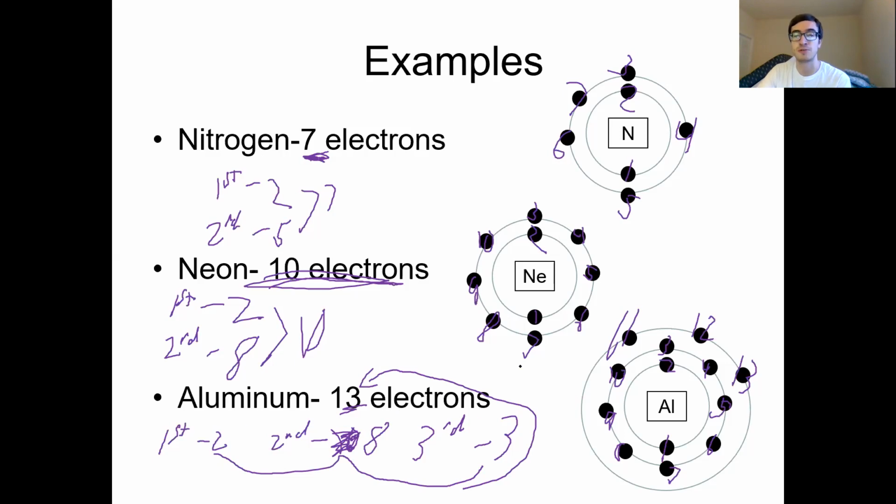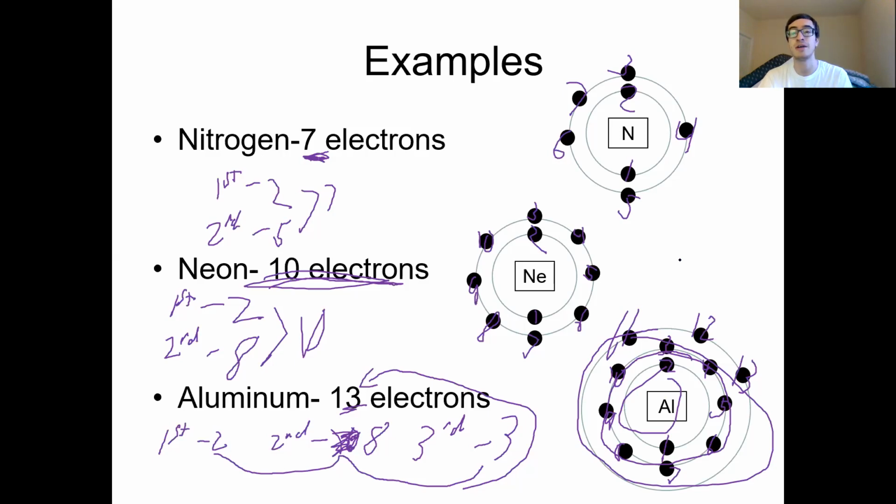So with 13 electrons, we have to put 2 on the first shell, 8 on the second shell, and the remaining 3 on our third shell. So that's how the electron shells work. You figure out how many electrons are in your atom, and then you just start adding them to the shell, moving up to the next shell if you fill up the shell that you're currently on.